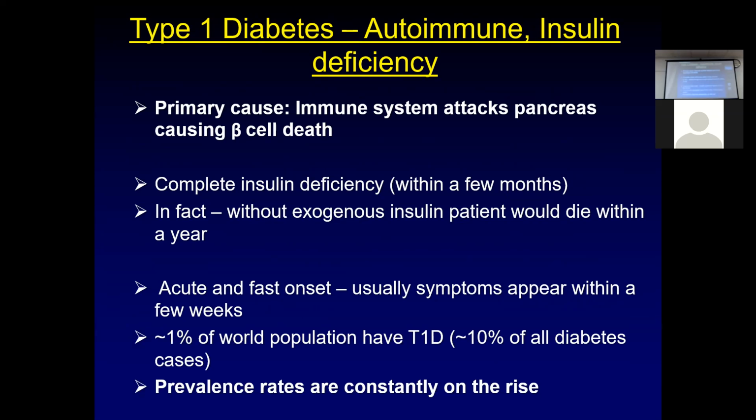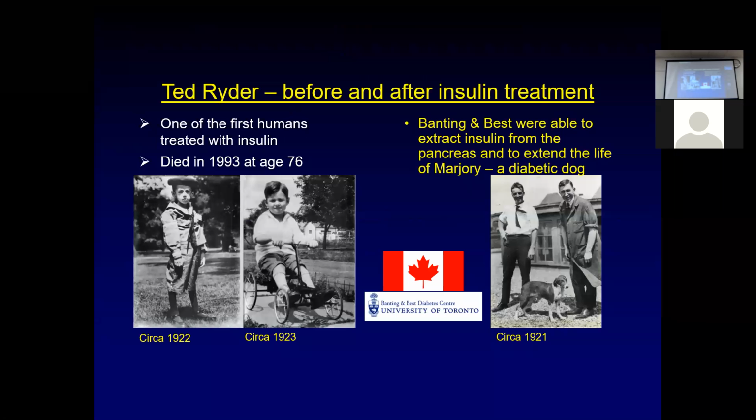Okay. Much, much smaller proportion. Okay? Type 1 diabetes accounts for about 10% of all diabetes cases, so it's about 1% of the world's population that are type 1 diabetes. Okay? So type 2 is much more prevalent, and in some ways it can be much, much worse. Okay? So one of the things that we do now, if you're a type 1 diabetic, is we give you artificial insulin. So here's a picture of a little guy named Ted Ryder, and here's Ted in 1922.